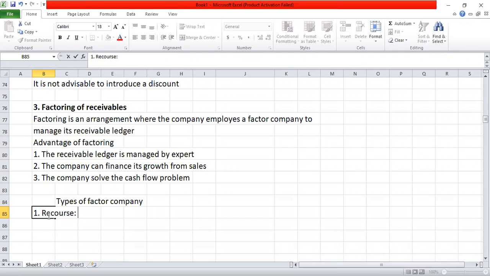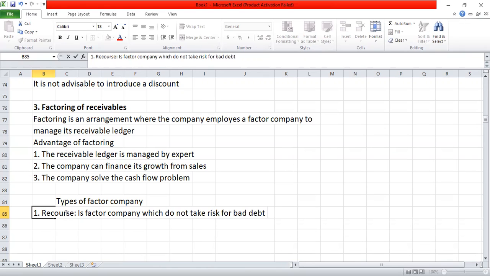A recourse is a factor company which do not take risk of the bad debt. It means that if you have a recourse factor company, in the case of a bad debt, they don't take that risk. That's what we call a recourse.